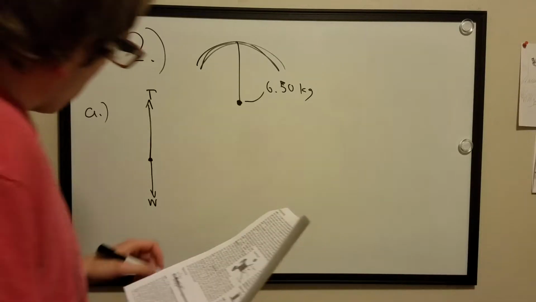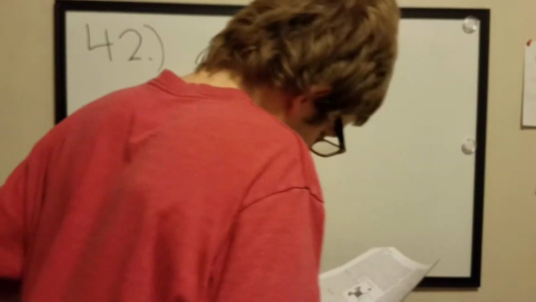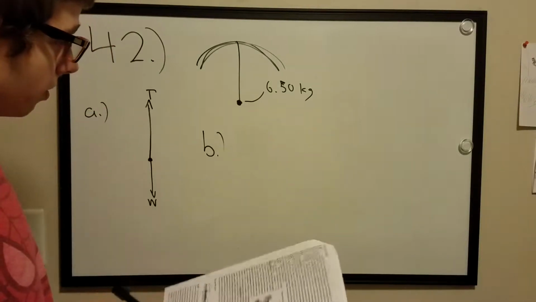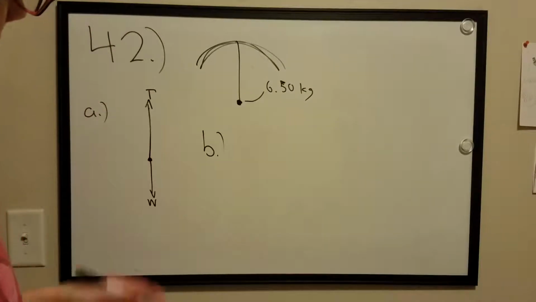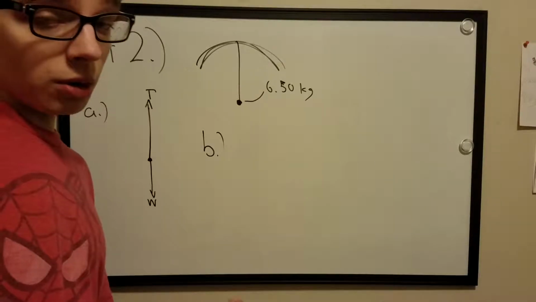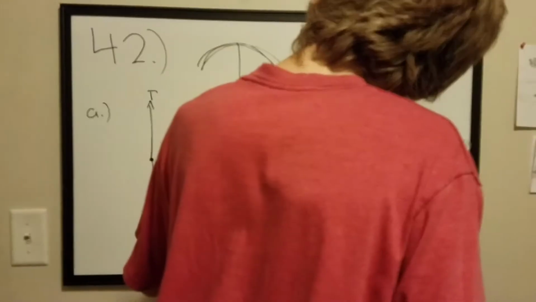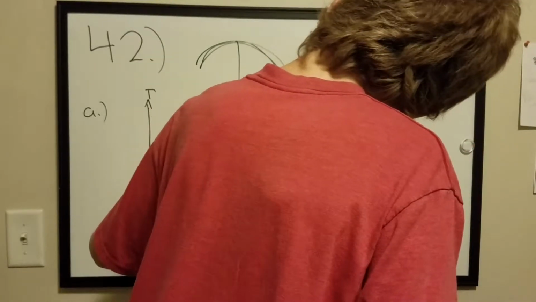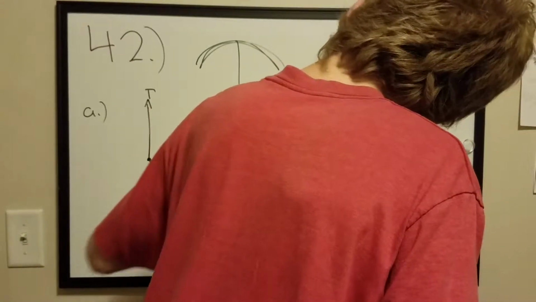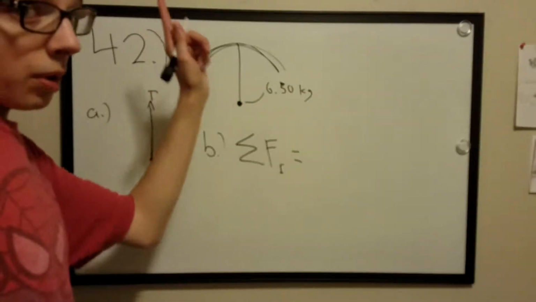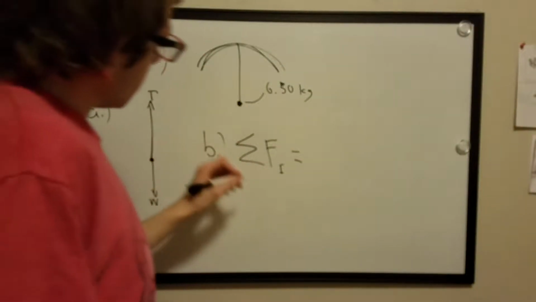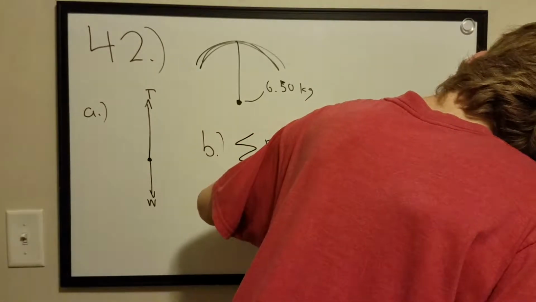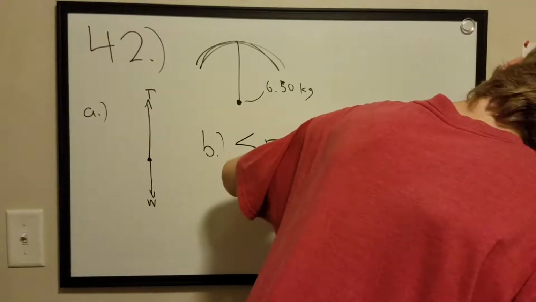And now for part B, where we find the force that the wire exerts on the instrument. So we can do this by using Newton's second law. So let's do the sum of the forces on the instrument, and let's have up be the positive direction, is equal to T minus the weight of the object, which equals ma.